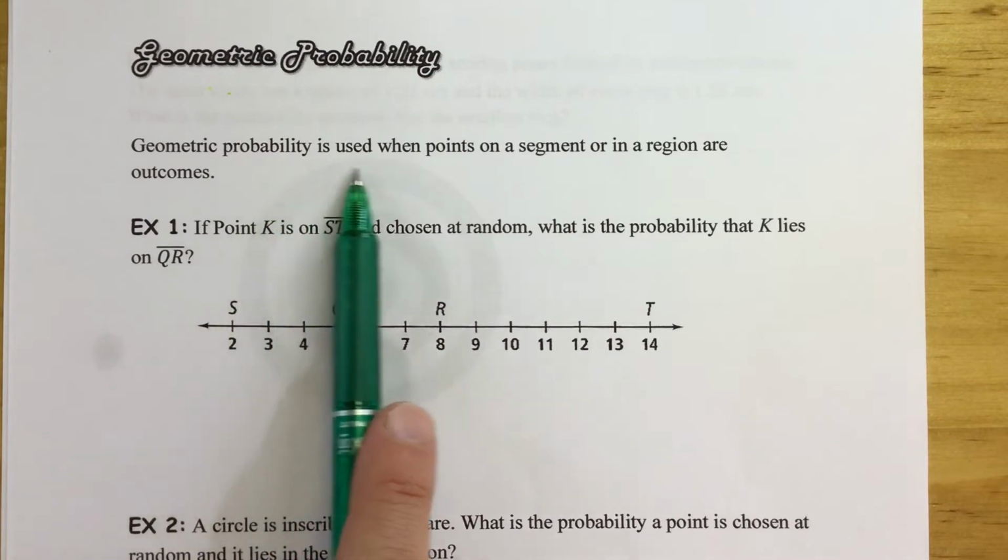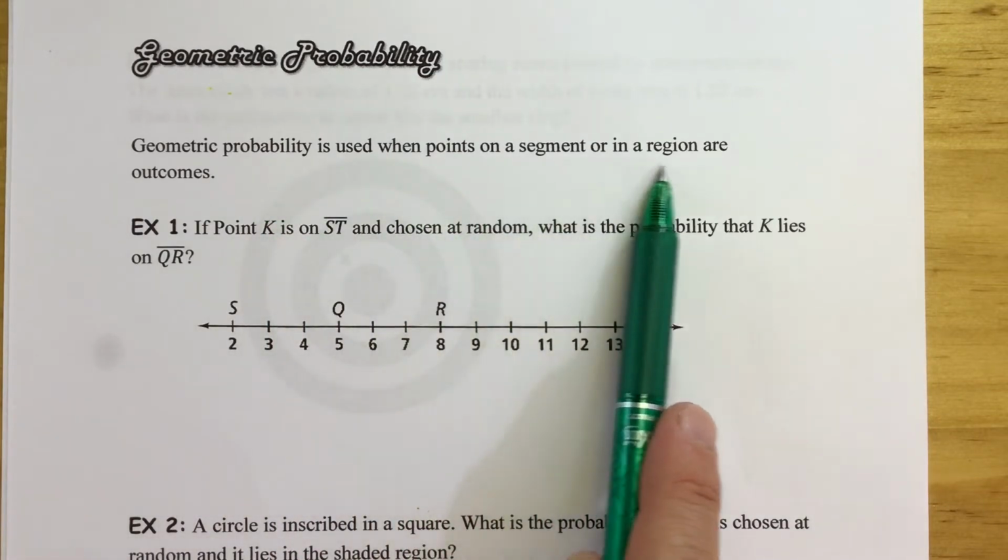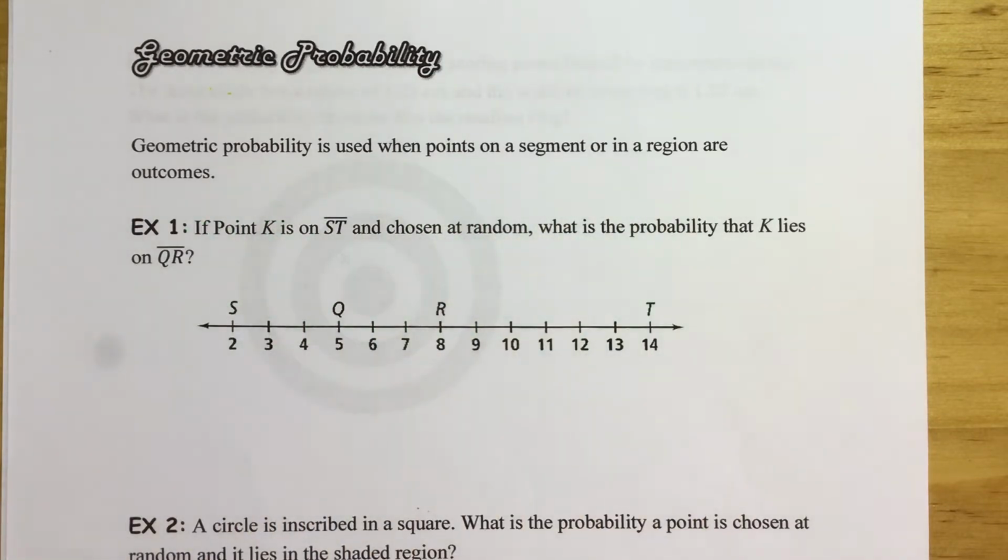All right, here's what it is. Geometric probability is used when points on a segment or a region are outcomes. What we have as either a segment or a region is a limited amount of space, and on that space, there are all kinds of different locations that you can choose. What we're going to look at is the probability of choosing a particular location versus all the locations that are in that region or on that segment.